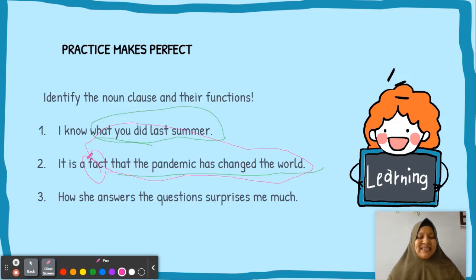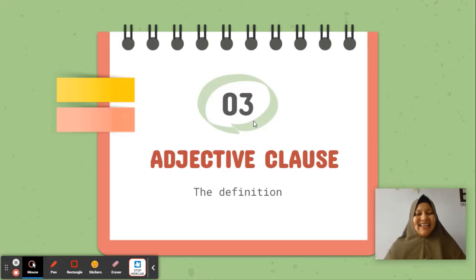Very good, excellent. And the last one, how she answers the questions surprised me much. Which one is the noun clause? Good. The noun clause is how she answers the questions and it functions as subject. Yes, good. All right, good job. Okay, now let's come to the third topic. It is about adjective clause.